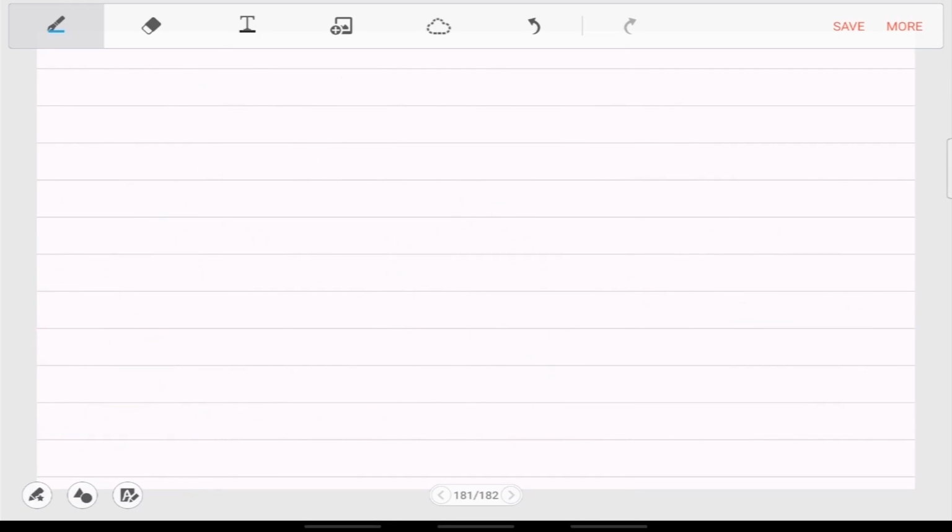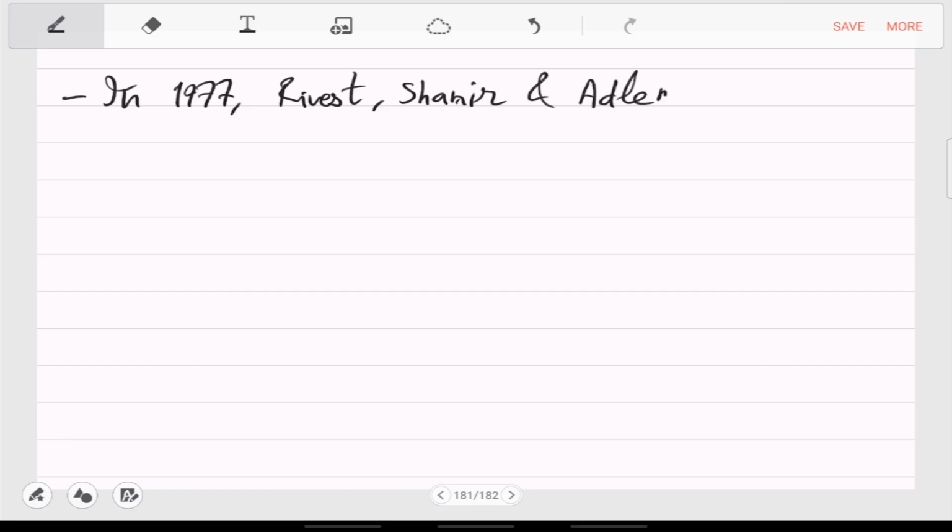So this problem was solved in 1977 by Rivest, Shamir, and Adleman. If you go outside RM 101, you can see their pictures after the class. So this is why it is called RSA.